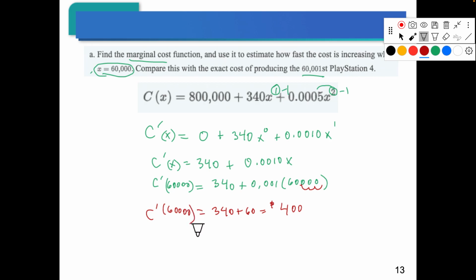Now it also says to compare this with the exact cost of producing that one. And again, what do we need to get that? We need to go back to the original function. We would need to find C of 60,000, and then we would subtract, or maybe we would do it the other way because it would probably be higher in this case, C of 60,001, and then we would subtract these. So you figure out those two values. And again, what you'll find is that it should probably be close to 400. I'll let you do it if you want to, but that's the difference.